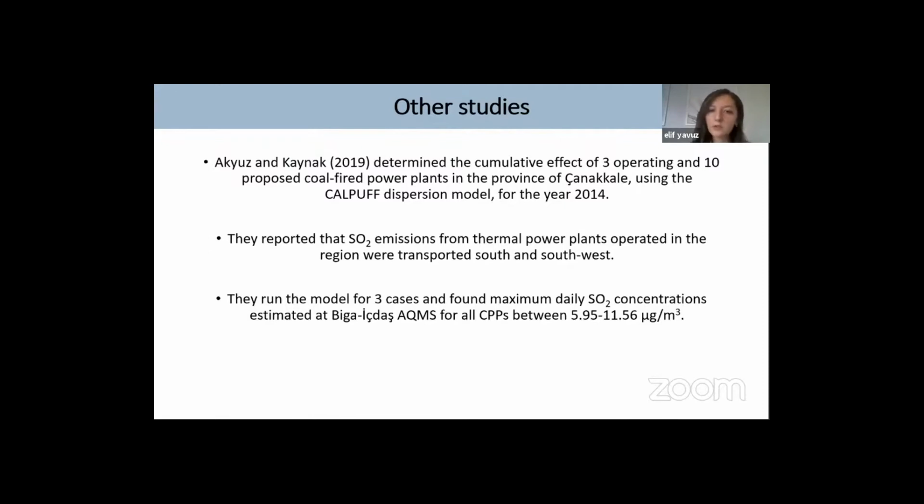They ran the model for 3 cases and found maximum daily SO2 concentrations estimated at the EWMS between 5 and 11 microgram per cubic meter, while we calculated 7.7. These are closest.